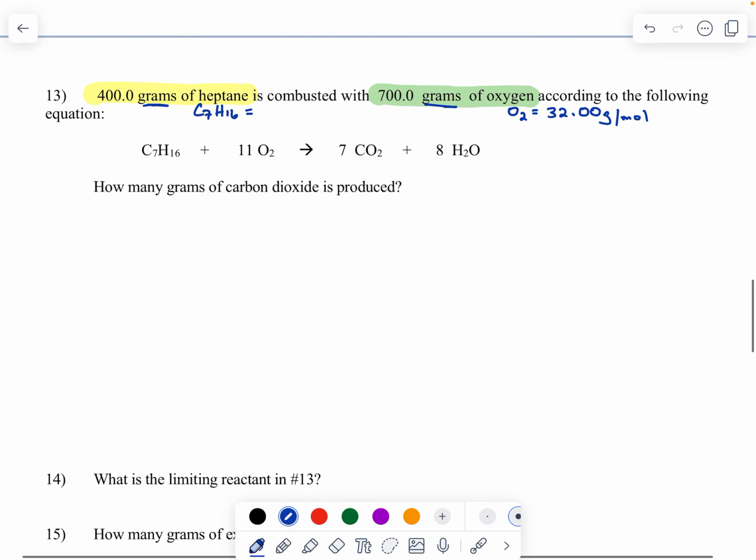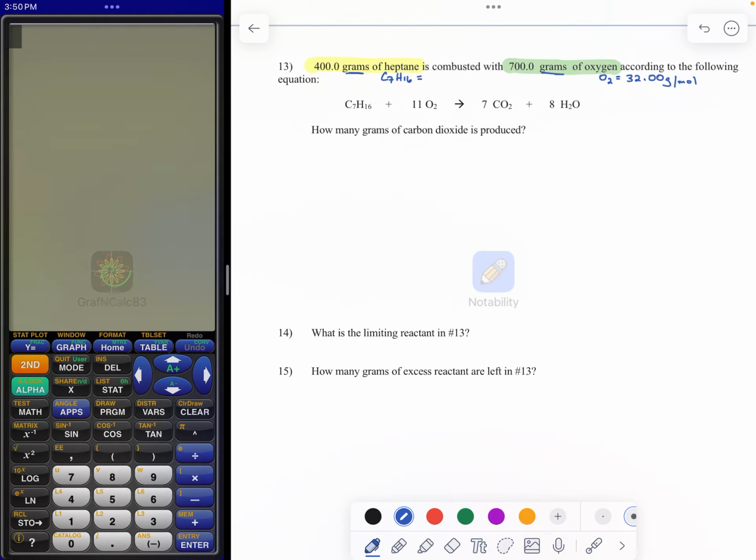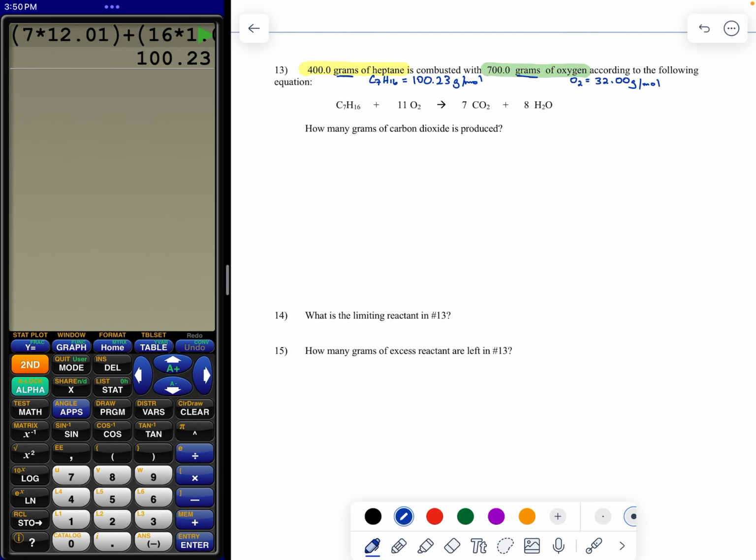C7H16, I mean, that one I'm not going to quite do in my head because that's a whole thing. But let's see, 7 times 12.01 for the carbon, plus how many? 16 times 1.01 for the hydrogen, and we get 100.23, so 100.23 grams per mole. So at least we have 2 molar masses that we can use to go from mass to moles of those substances, or moles to mass if ever needed.